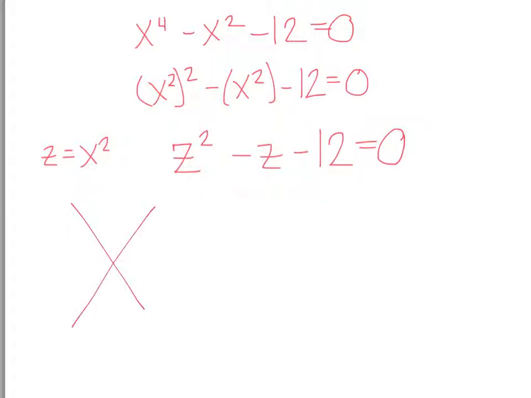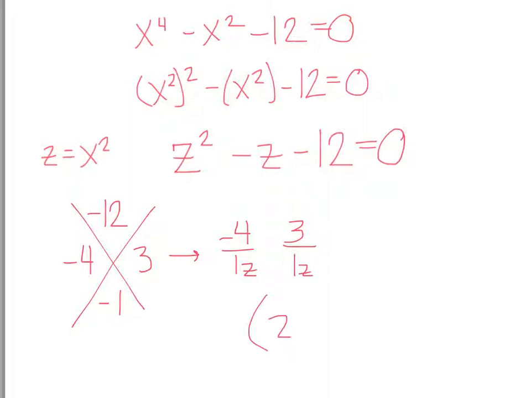What goes in the top? -12. In the bottom? 1. What do we got? -4 and 3. -4 and 3, very good. What is my denominator? 1z. Alright, so my factors are z minus 4 and z plus 3.